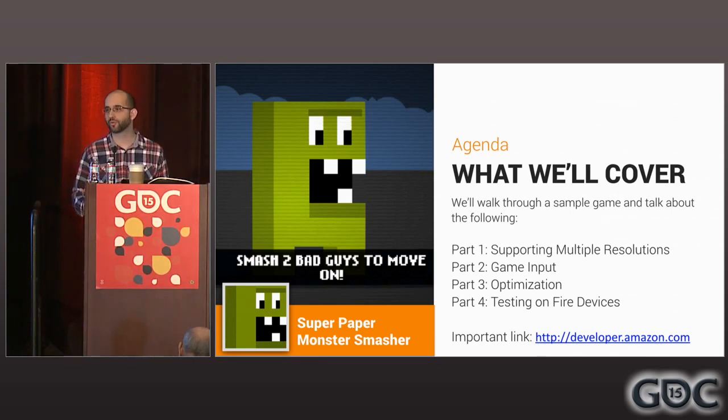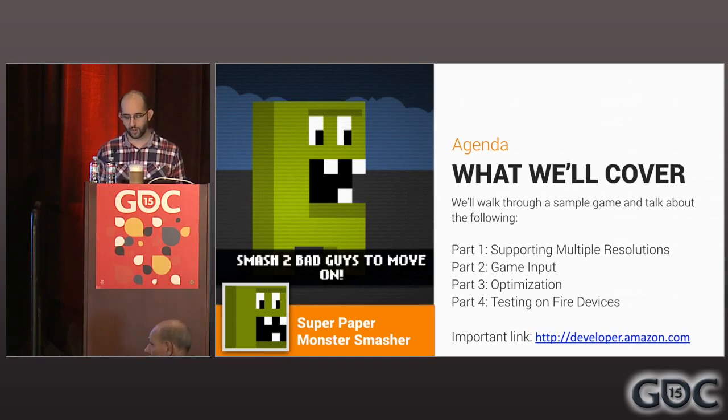Supporting multiple resolutions is a big one. Dave was joking about having to support all these different resolutions on Android. Fire TV will take care of a lot of that for you, and we'll get into that. Then game input, right? How do we deal with going from desktop to mobile to tablets to TV? And optimization: what can we do to support the widest range of devices possible and optimize our Unity apps.